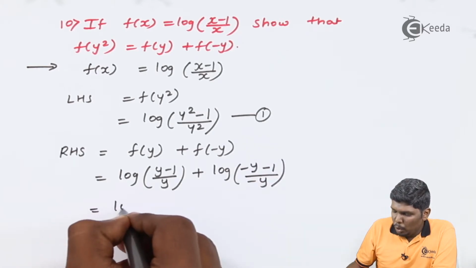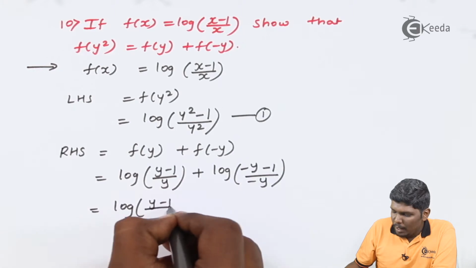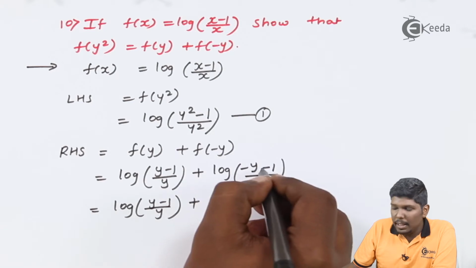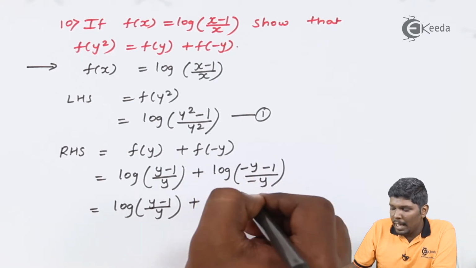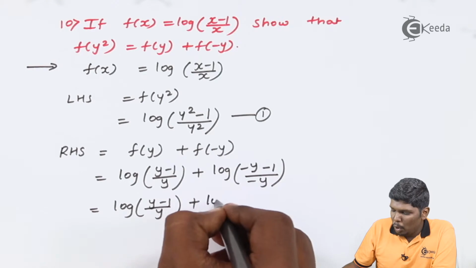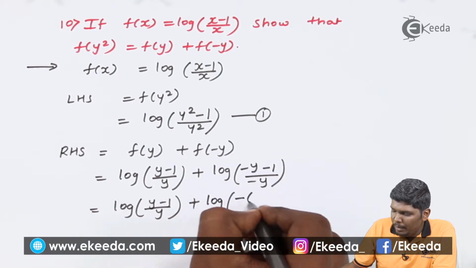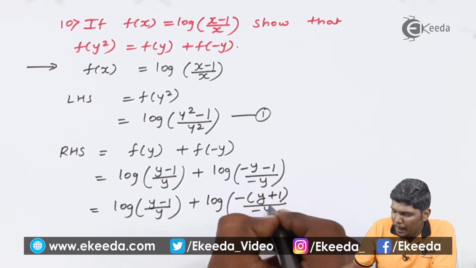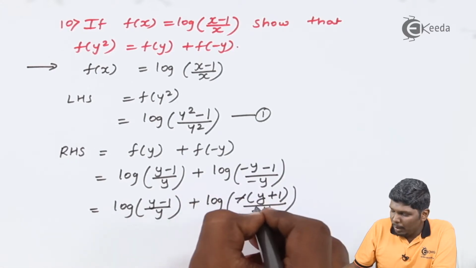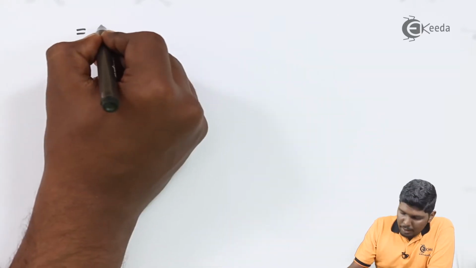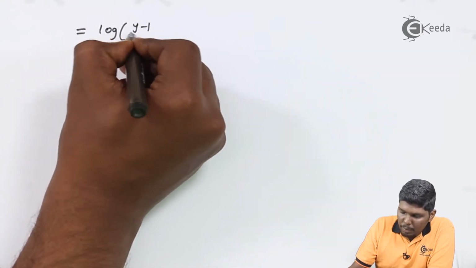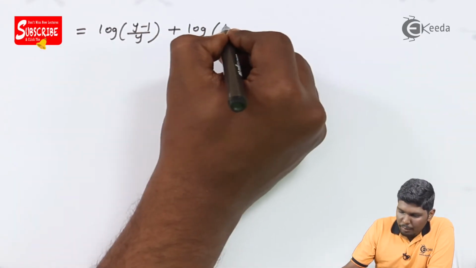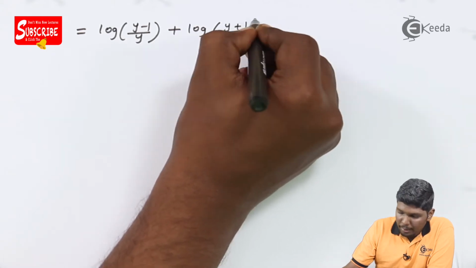Next step. So log of (y minus 1) upon y. Here in this part we can eliminate the minus sign by taking the minus sign common from the numerator, and it will be cancelled with the help of the denominator. So log of, if we take the minus sign common, minus y will become plus y, minus 1 will become plus 1, upon minus y as it is. So minus will be cancelled. So we have log of (y minus 1) upon y plus log of (y plus 1) upon y.